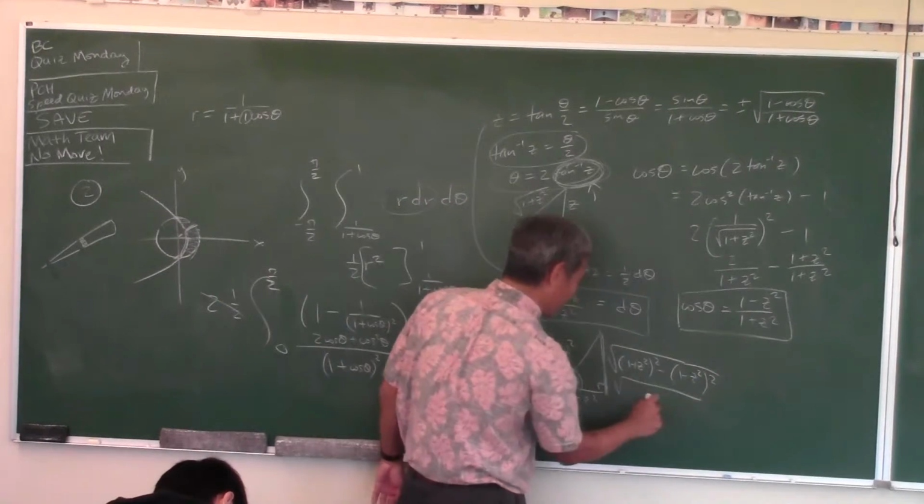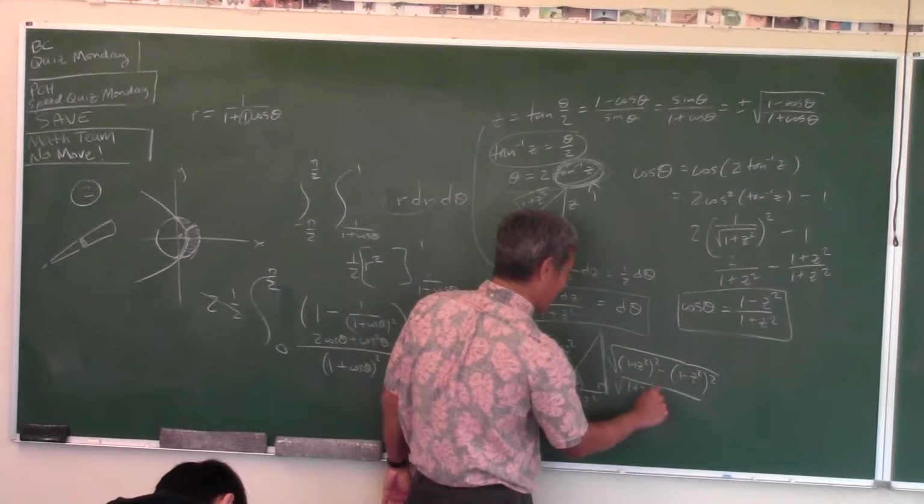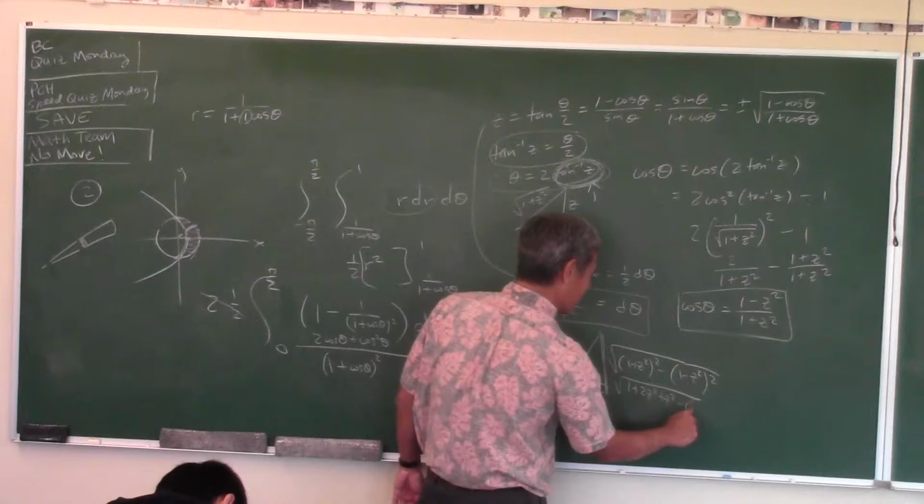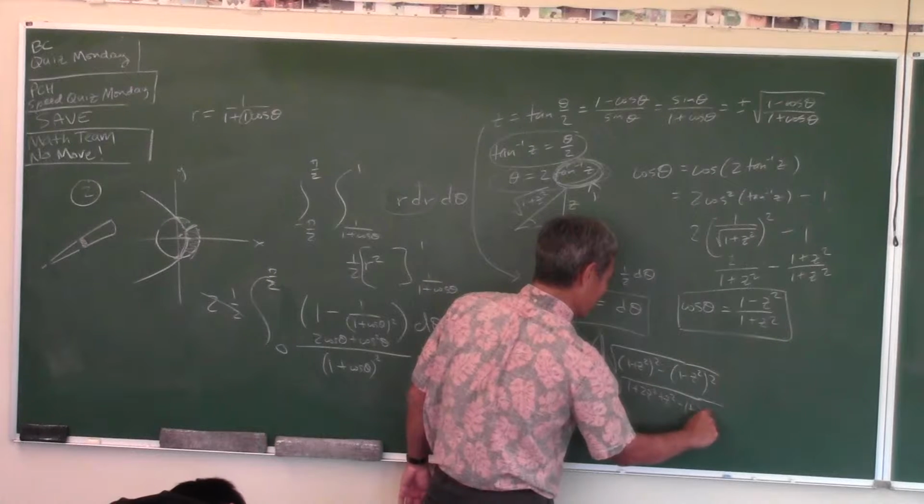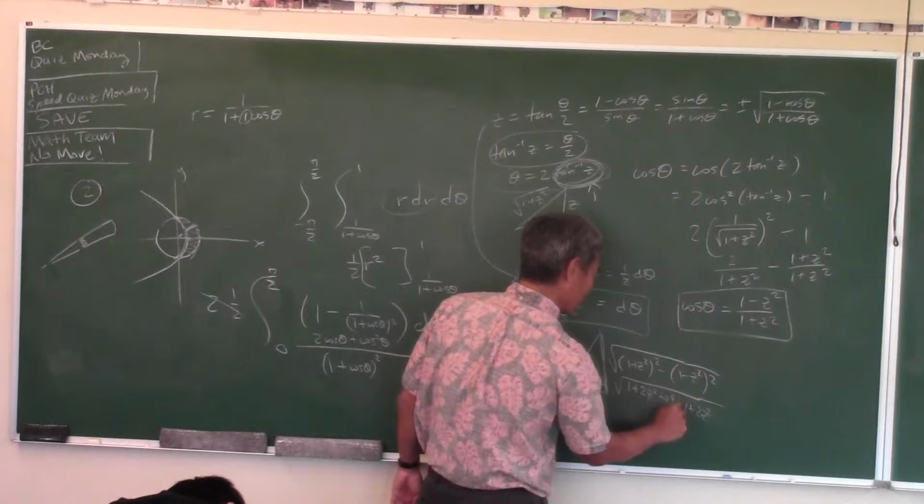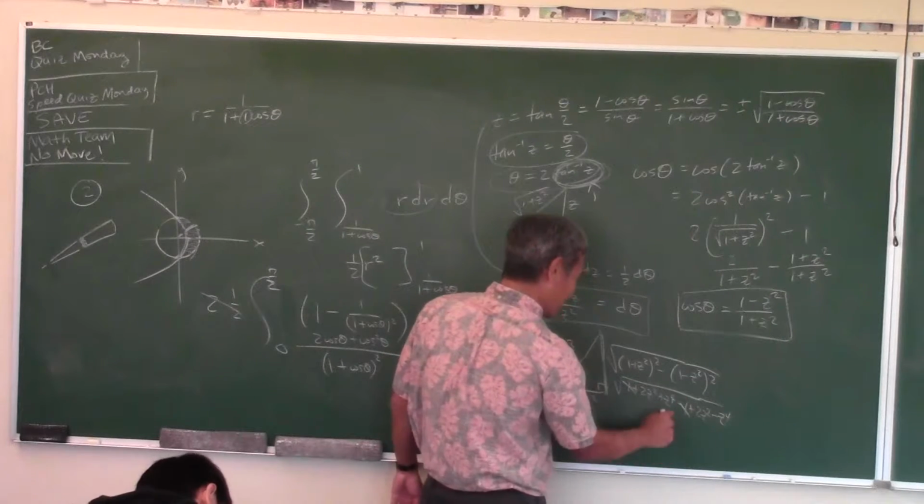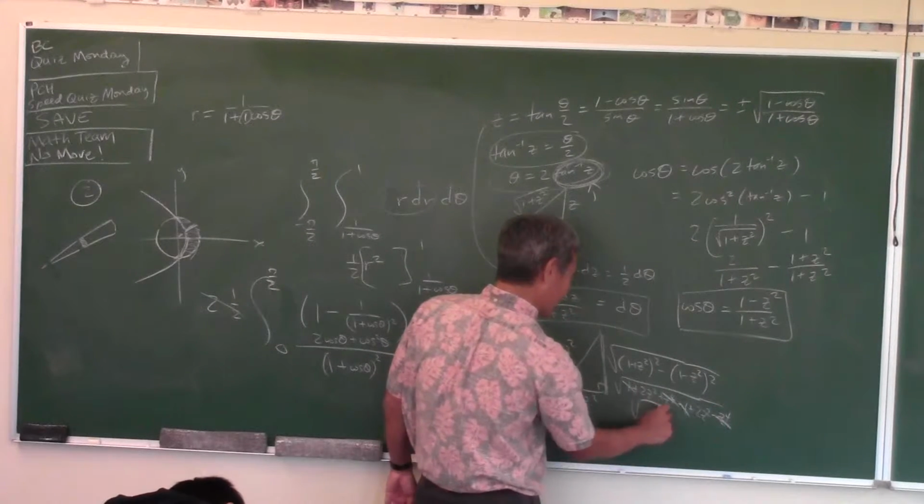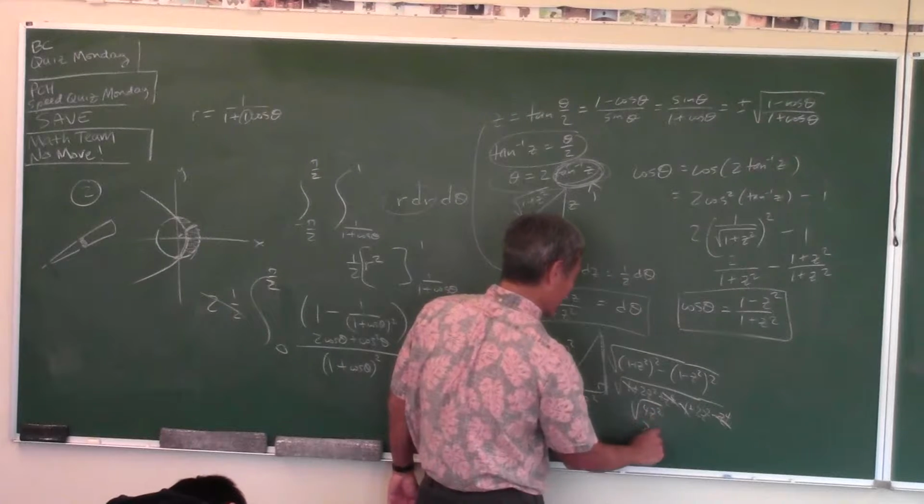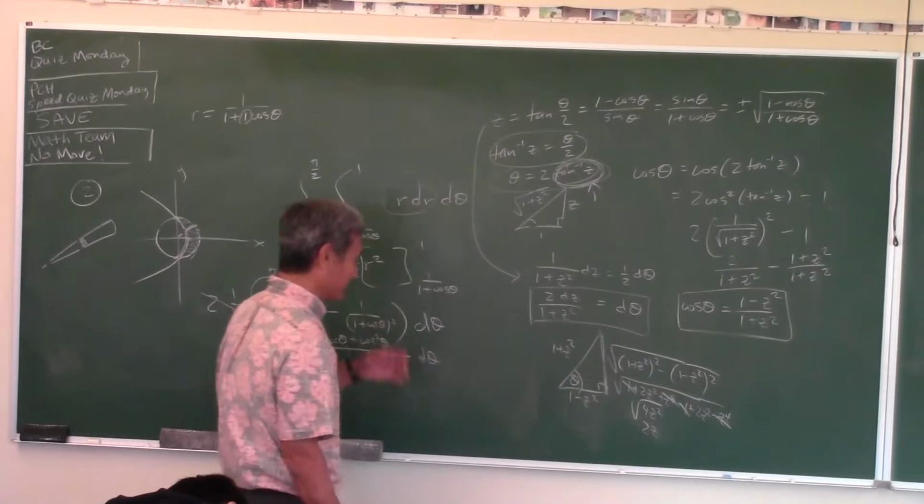So you've got the square root of (1 plus 2z squared plus z to the fourth) minus (1 minus 2z squared plus z to the fourth). These cancel out, these cancel out. So you've got the square root of 4z squared, which is just 2z, assuming z is positive.